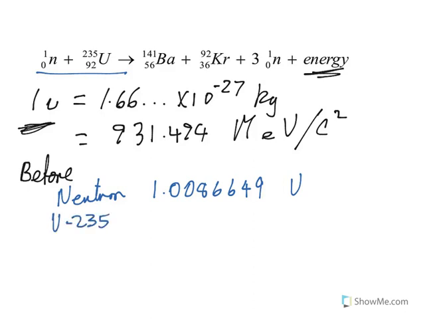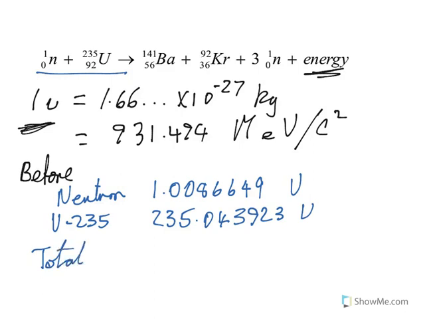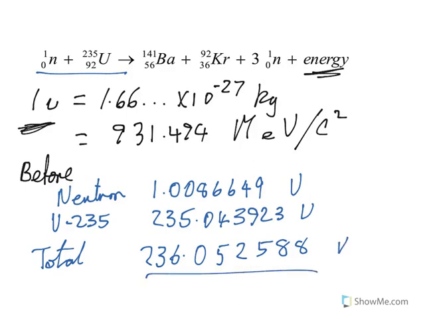So the uranium-235, again, this is in my notes on the website. So there's that, and then the total amount of mass, when you add those up, is 236.052588 atomic mass units. All right, so this is the one we're interested in. So that's before.